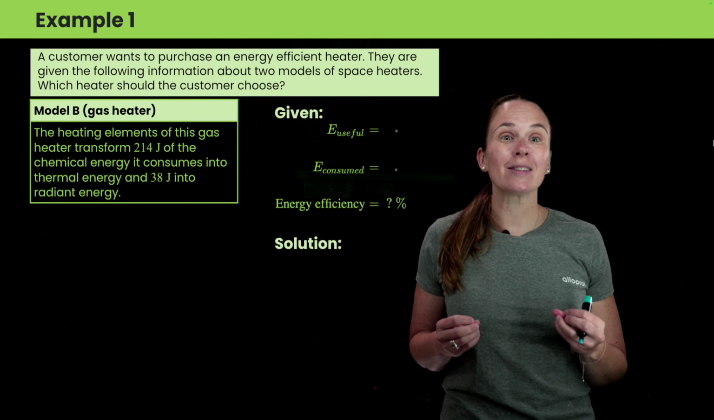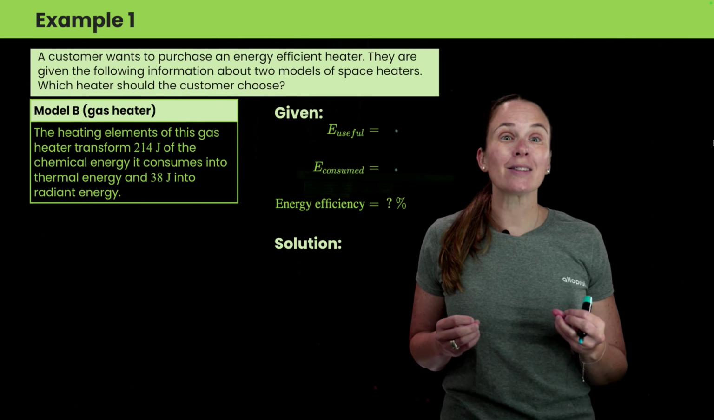And we're trying to calculate energy efficiency. So again, we're going to take our original formula and plug in the values that were given in the question. So we're going to take 214 joules of energy divided by 252, times 100 because energy efficiency is always in percentage. And so we get an answer of 85% efficiency.